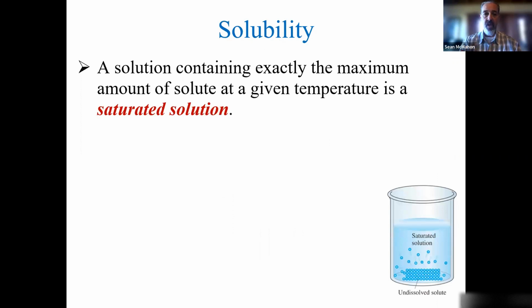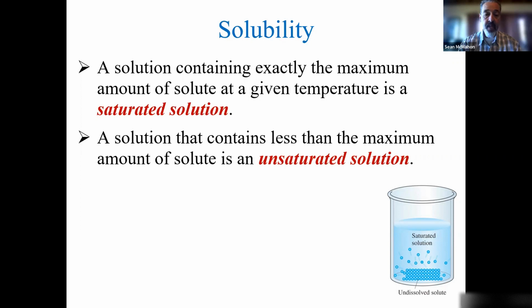Since we're talking about solubility, there are terms used to describe how much solute is actually dissolved in a solution. If you reach the maximum amount of solute that can dissolve in that solvent at a given temperature, it is referred to as a saturated solution. It means you can't add any more. If you do, it will begin to settle out of solution. If you haven't reached the maximum amount of solute, that's considered unsaturated. Unsaturated means there's room for more solute to dissolve and be surrounded by the solvent.